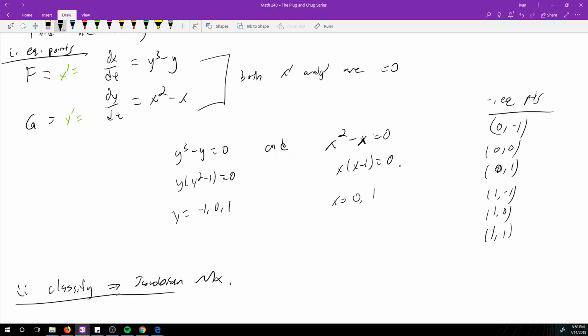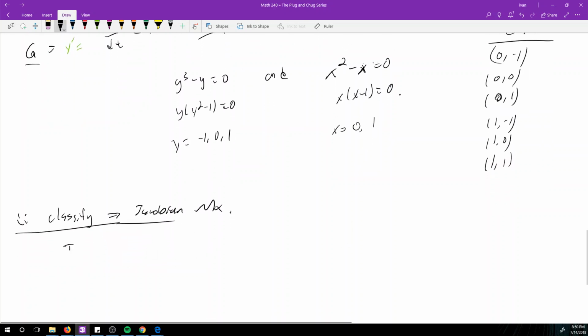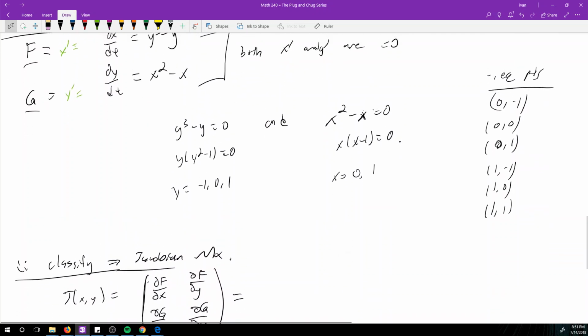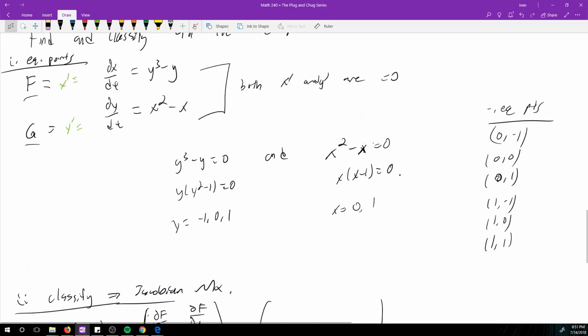All right? And what is the Jacobian matrix? Well, there's a reason why I named these F and G: J at a point (x, y) is equal to this matrix: partial f partial x, partial f partial y, partial g partial x, partial g partial y. Okay? And I have to evaluate this at every single point, but in general, I can figure out what this matrix is right now.